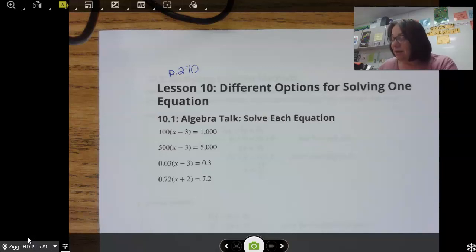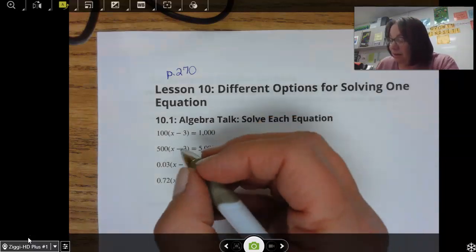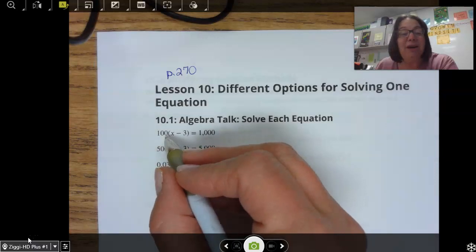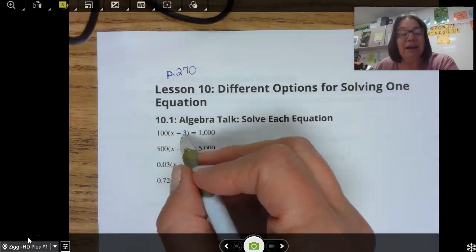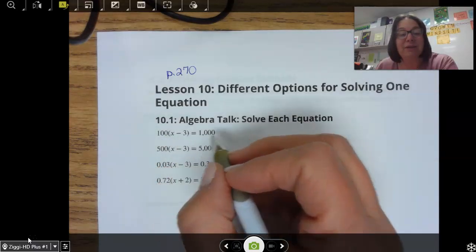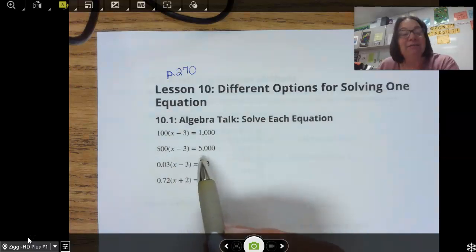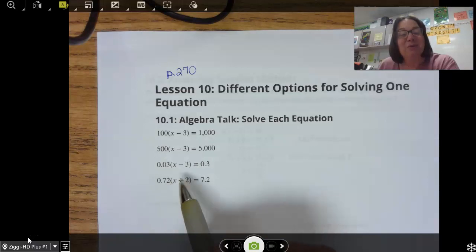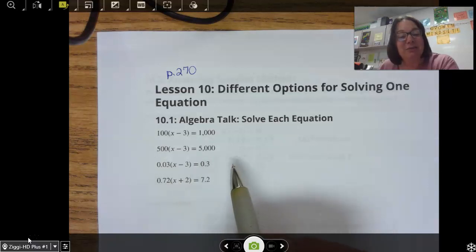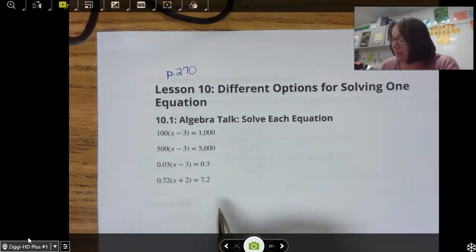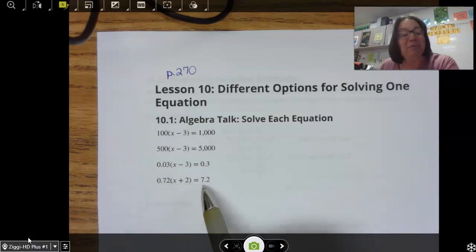Okay, as you were looking at these, hopefully you noticed that each time what we needed to do was multiply by 10. 100 times 10 would be 1,000. 500 times 10 is 5,000. 300ths times 10 would be 3/10. You just move your decimal to the right. Same thing, 0.72 times 10 would be 7.2.